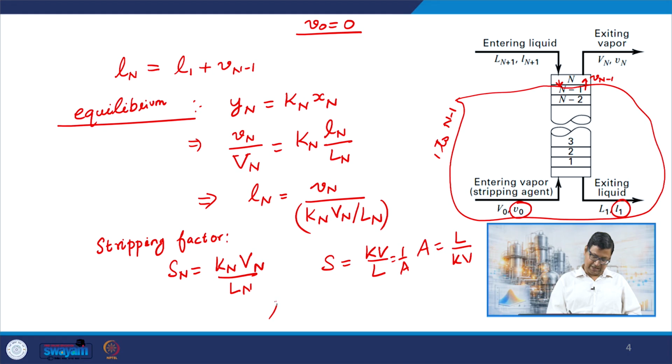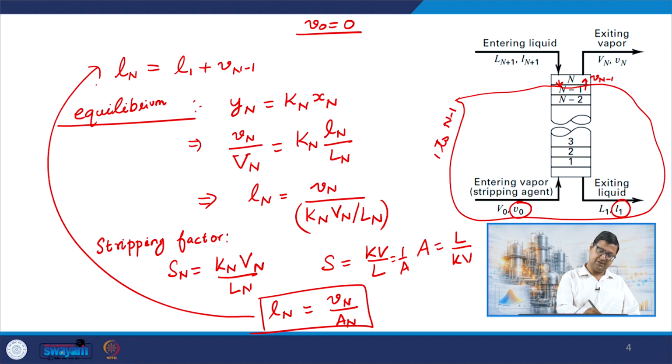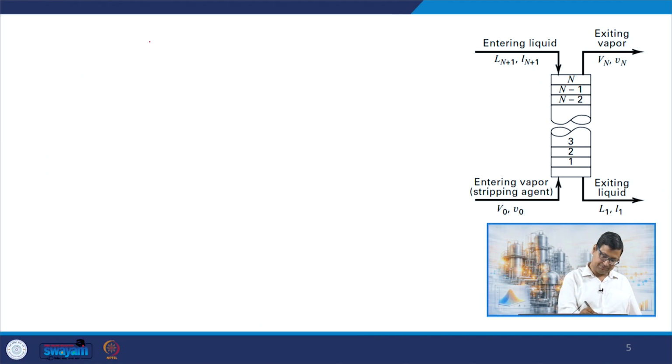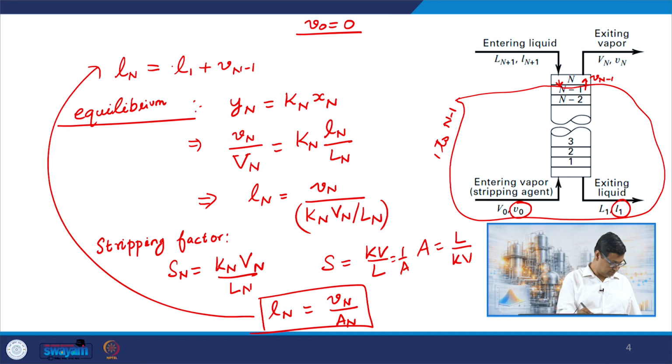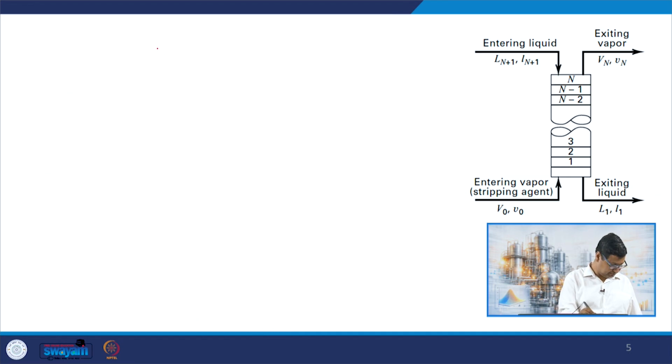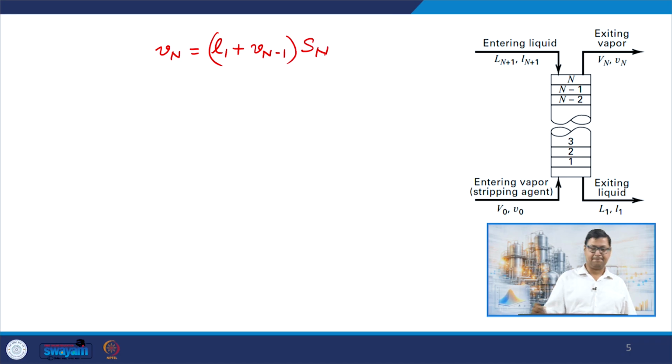If I do that, I can write my Ln as Vn by An. And if I plug this into the material balance equation that we derived, what we are going to get is essentially my Vn is equal to L1 plus Vn minus 1 into Sn, right.